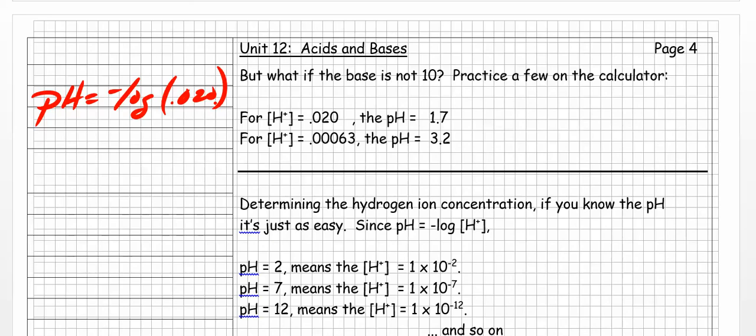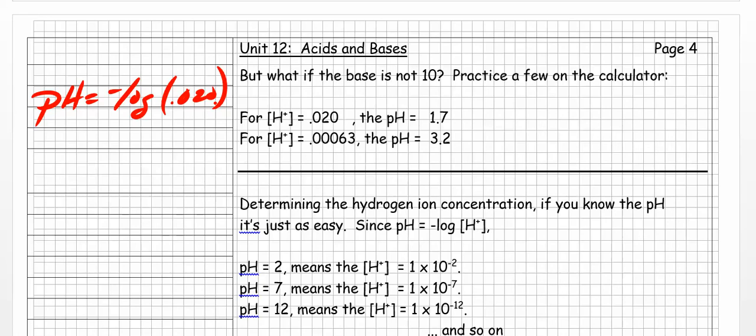So let's put that in the calculator. We say negative, and by the way, use the negative sign at the very bottom, the one with the parentheses around it. Then log, which opens the parentheses for you, 0.020, close the parentheses, and hit the enter button, or the equal button. I get 1.69897. I'm just going to round it to 1.7. We'll talk about rounding a pH later. All right, so the pH is 1.7.